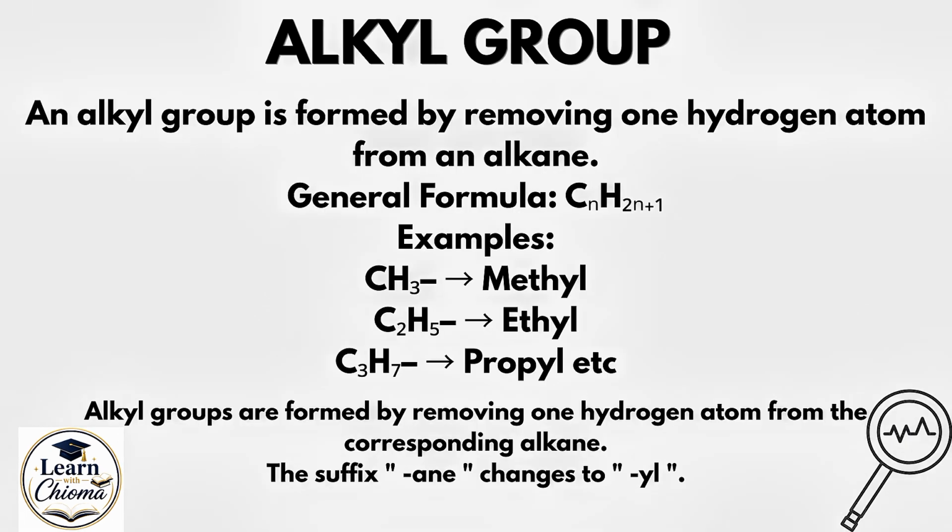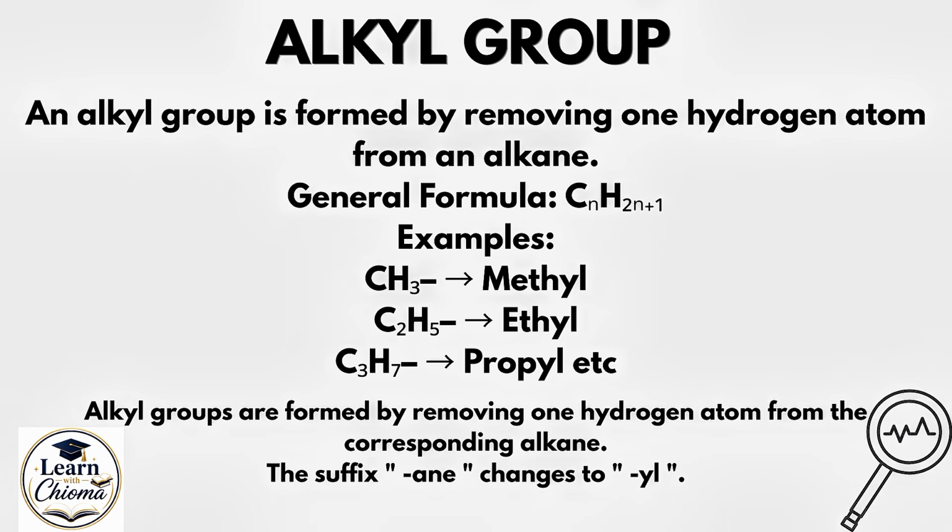An alkyl group is formed when one hydrogen atom is removed from an alkane. Because of the loss of one hydrogen atom, the alkyl group now has one free bond that allows it to attach to another atom or group of atoms. Alkyl groups are not usually found on their own. Instead, they act as substituents attached to the main carbon chain of an organic compound.